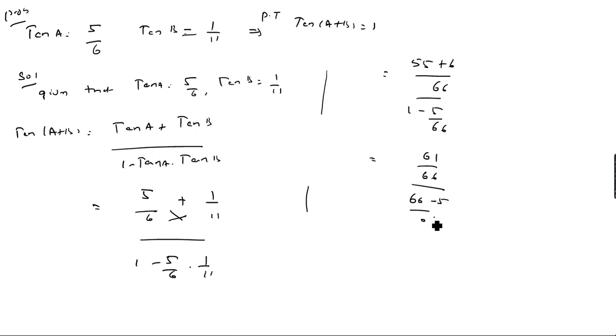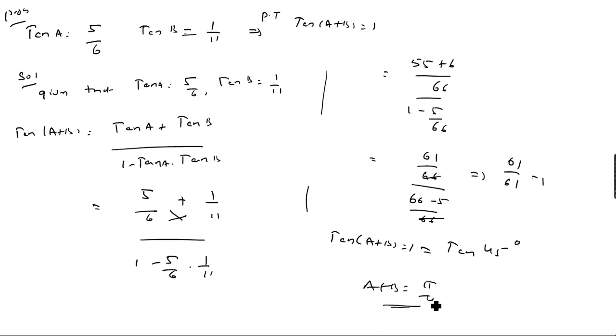Finally these two will be cancelled and we get 61 by 61, that is nothing but 1. So tan of A plus B is equal to 1. The 1 can be written as tan 45. Therefore we prove that A plus B is equal to pi by 4. Pi by 4 is nothing but 45 degrees.